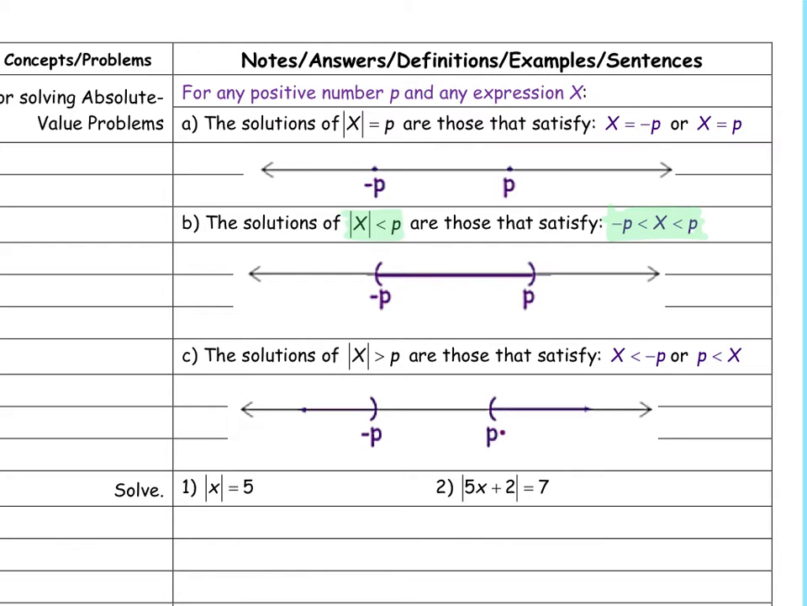And then the other one says if the absolute value of x is greater than p, so now we've switched the direction of the sign. And by the way, this is greater than or equal to, so it could be either one. It can be the or equal to also. The solutions are those that satisfy x is less than negative p or p is less than x. So I have to remember this so I can solve it.